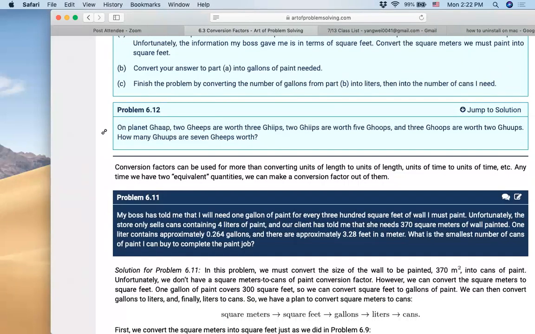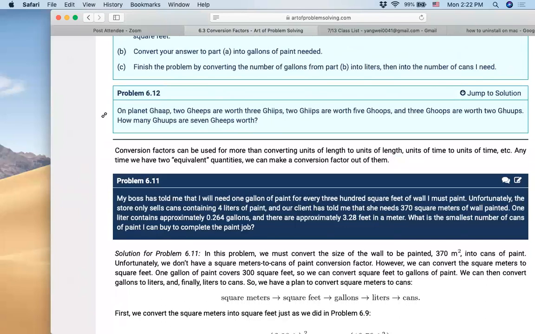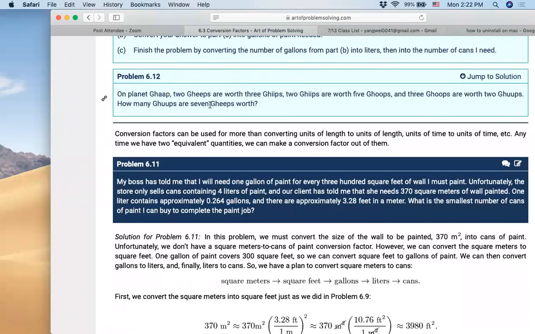Okay, now let's see problem 2.12. See this problem. On planet Gulp, 2 gibs are worth 3 gibs. 2 gibs are worth 5 gulps, and 3 gulps are worth 2 gulps. How many gulps are 7 gibs worth?